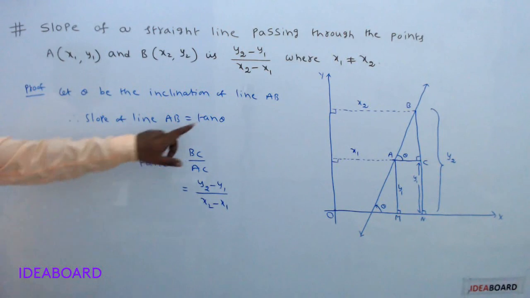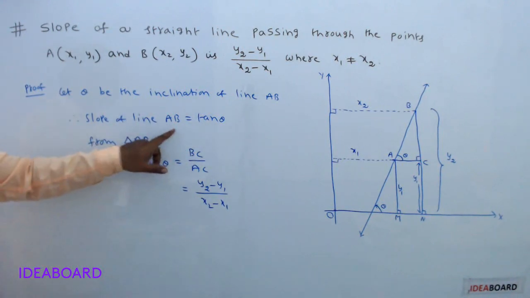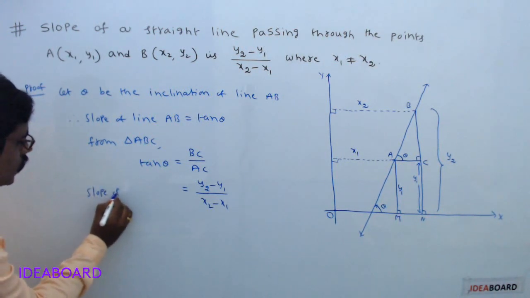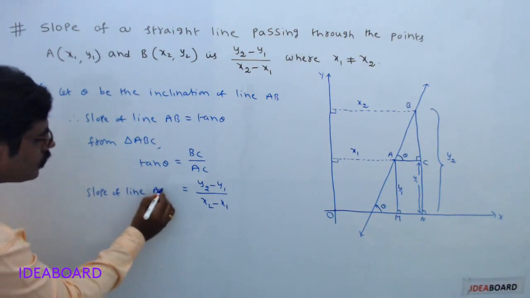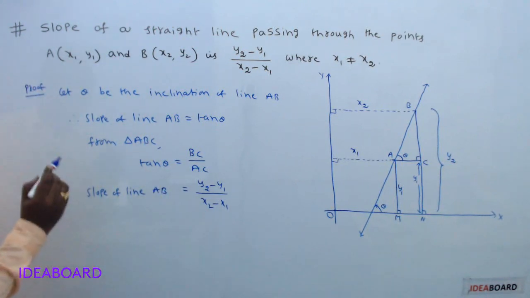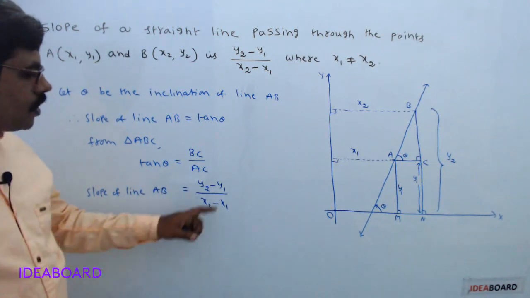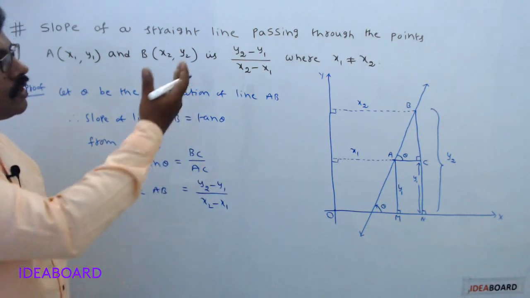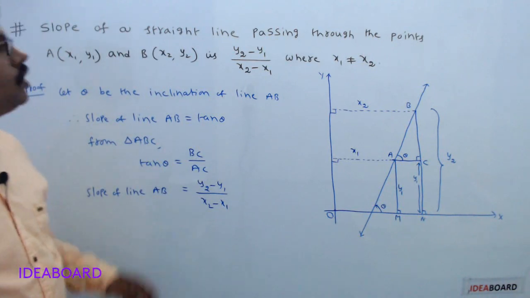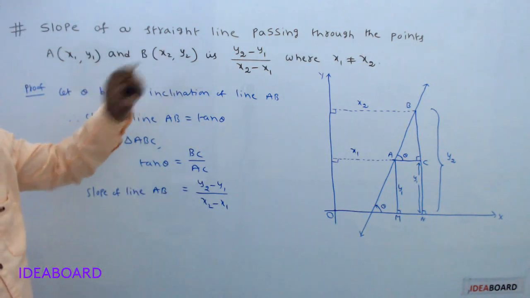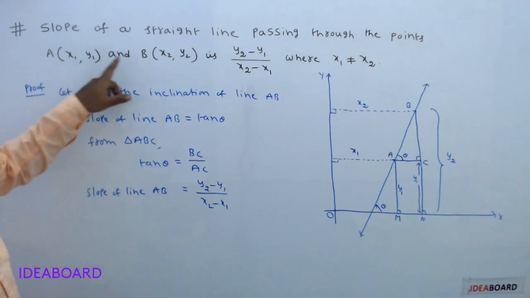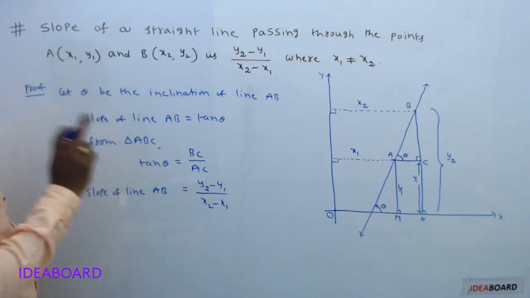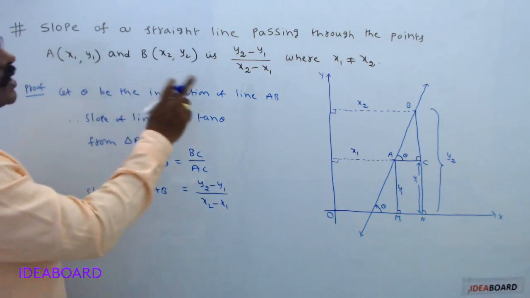So tan theta is nothing but the slope of line AB. In place of tan theta, you can write slope of line AB. Therefore, slope of line AB equals (y2 minus y1) divided by (x2 minus x1). Now see the statement of the formula once again: slope of a straight line passing through the points (x1, y1) and (x2, y2) is (y2 minus y1) divided by (x2 minus x1). That's it.